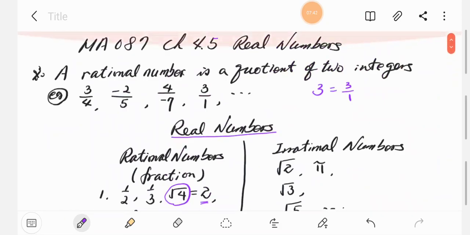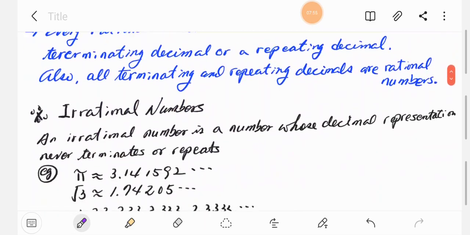So real numbers are composed of rational and irrational numbers.